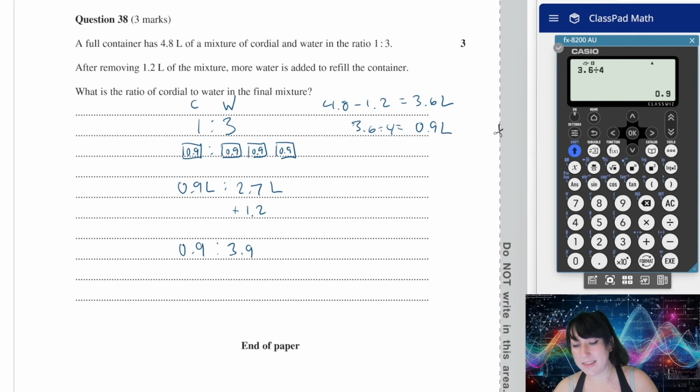Okay, that is technically the answer. We don't usually leave ratios in a decimal format, so we might convert. If you times these both by 10, perhaps, you would get 9 to 39. You could even simplify this, divide by 3, and you'd get 3 to 13, and that's the new ratio of cordial to water. And that's it.